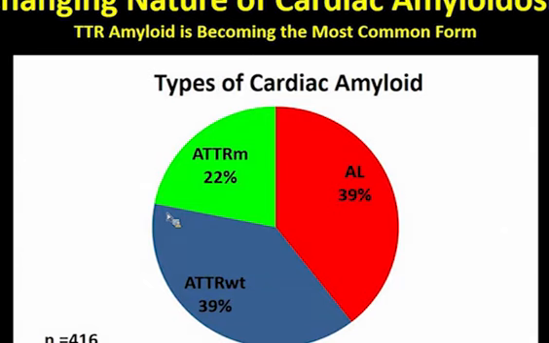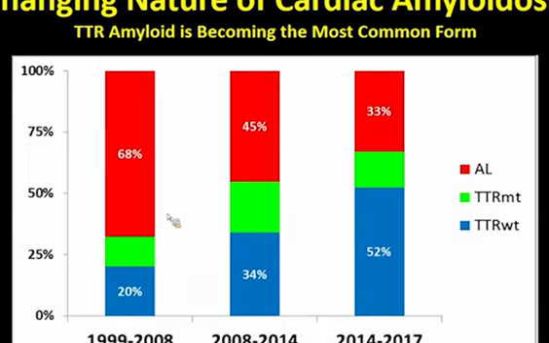At Columbia University, in our cardiac amyloid program, we've seen over 400 individuals with a cardiac amyloidosis, and this is the distribution of the types of amyloid that we've seen to date. As you can see, there's an equal distribution of AL and a wild-type TTR, with the transthyretin form due to mutations being less common.